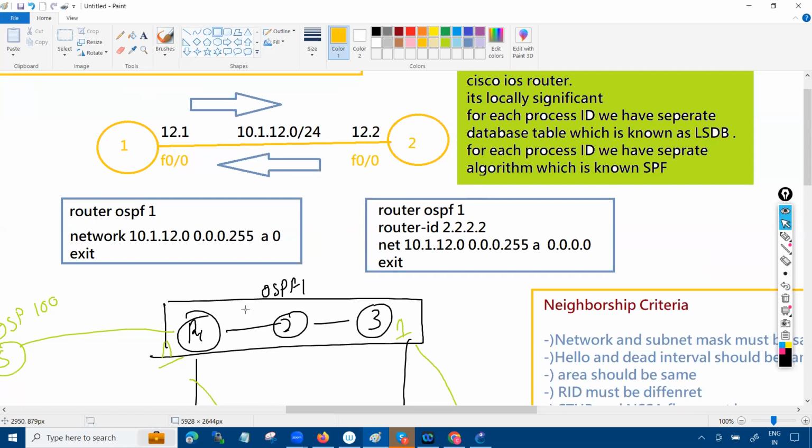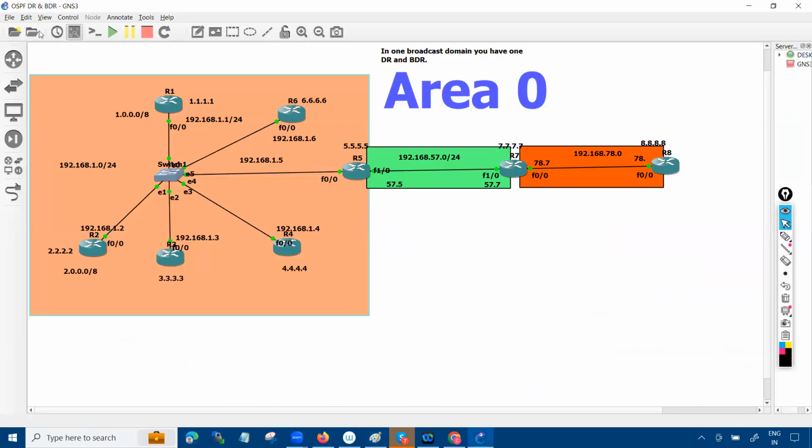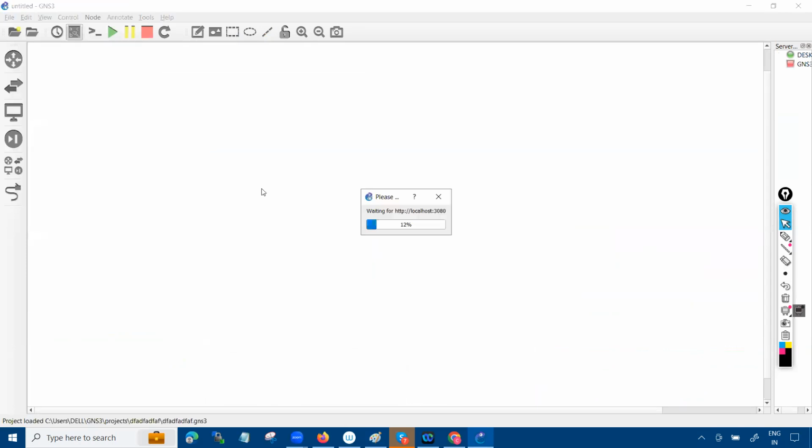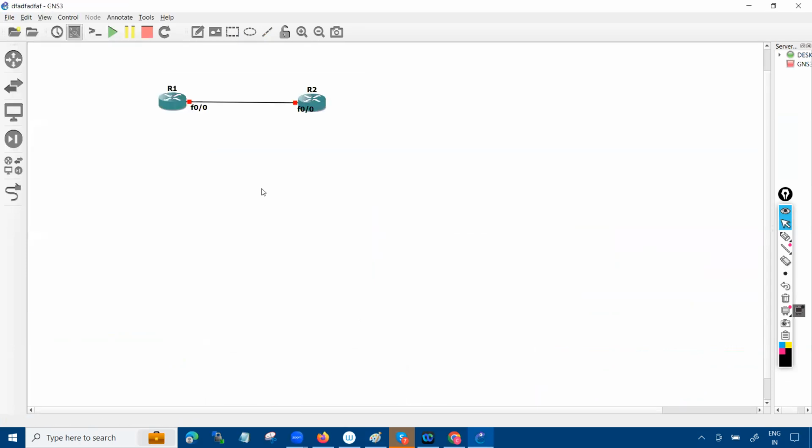So once this is done, then the next packet comes into the picture. Let me show you this. Let me go with a different lab. I'll go with a small new lab. All good, right? So this is router 1 and router 2 we have.